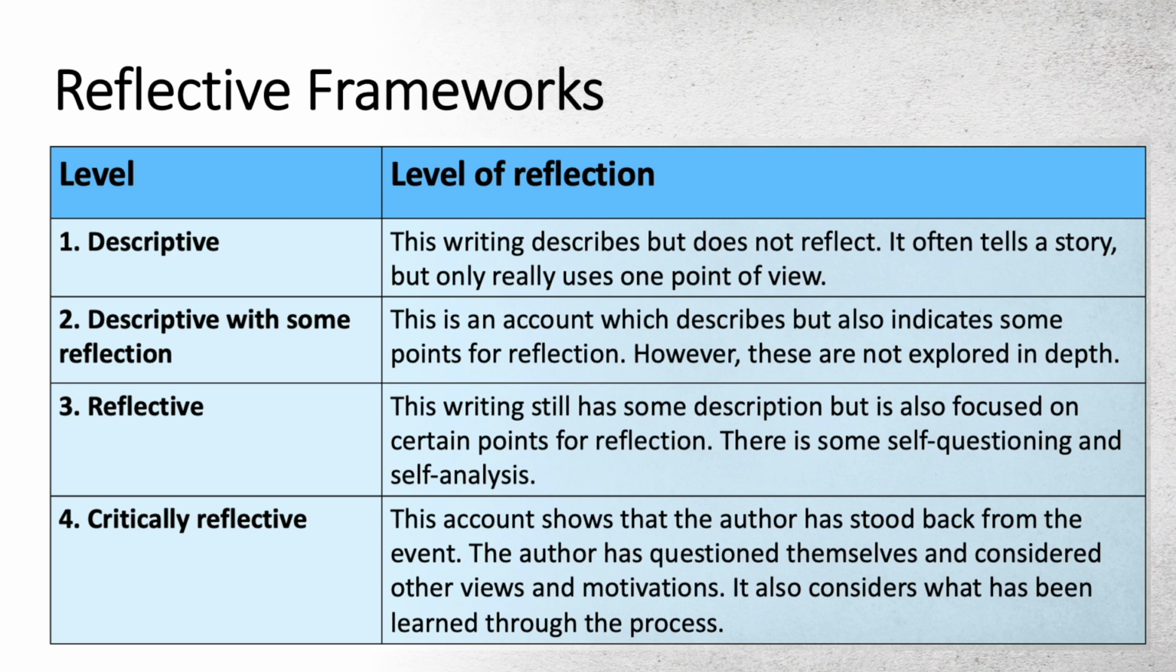Descriptive reflection, where the writing describes but doesn't reflect. Descriptive with some reflection, where the writing describes but indicates some points for reflection. Reflective writing, some description, focused on points for reflection, some self-questioning, some self-analysis. But it's critical reflection that we're looking for at this level. This account shows the author has stood back from the event, the author has questioned themselves and considered other views and motivations. It also considers what has been learned through the process. So you're aiming for critical reflection in your work.